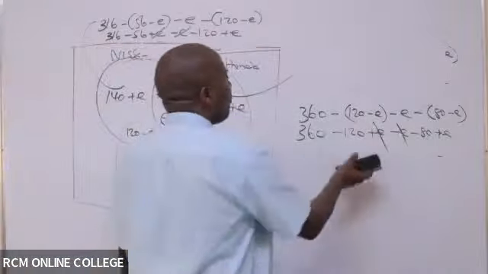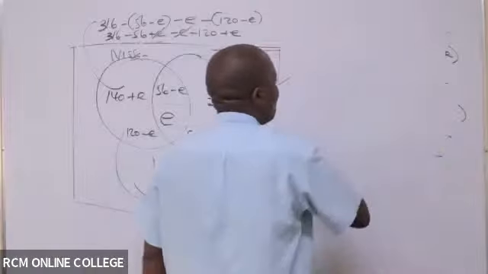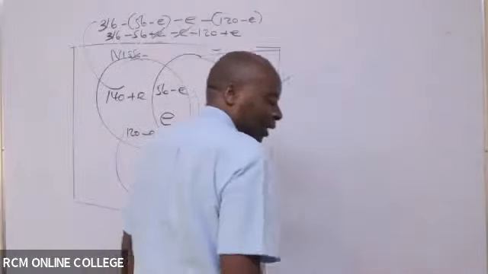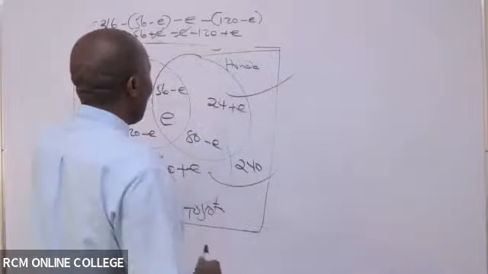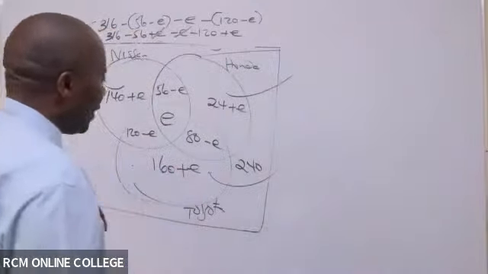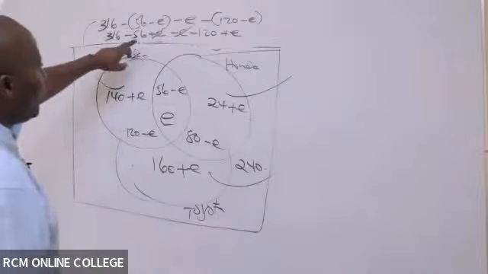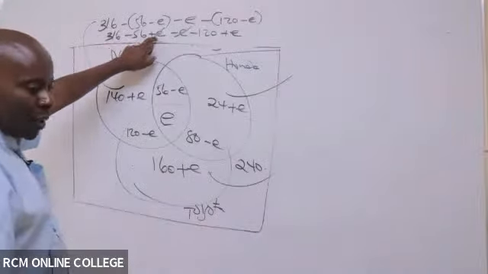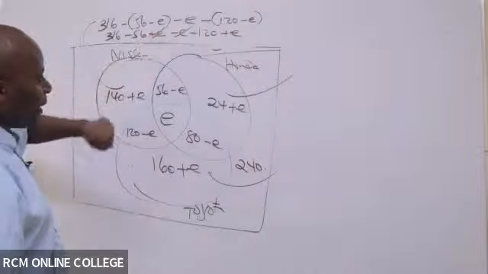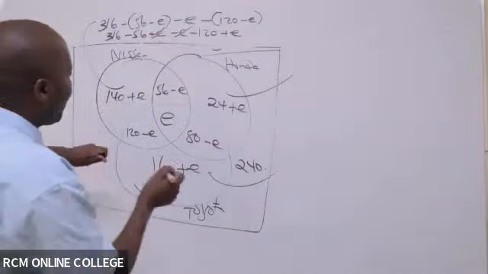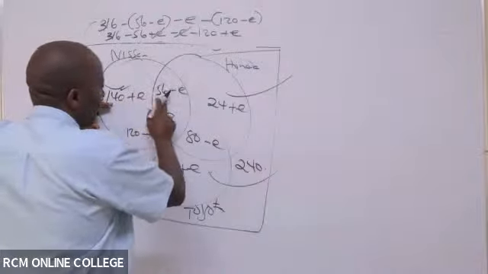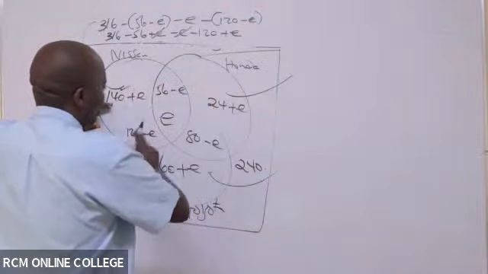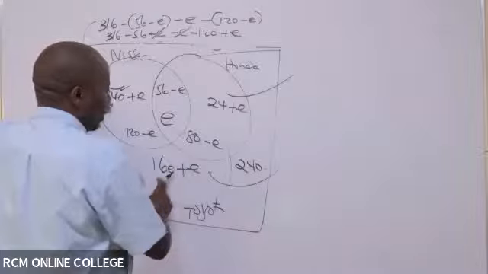Once you write like that, the last thing is for you to use the universal set equation. If we add up everything that we have here, we should get our universe, which is 850. So I want you to add directly: 140 plus 56 plus 24 plus 120 plus 80 plus 160 plus this 240.